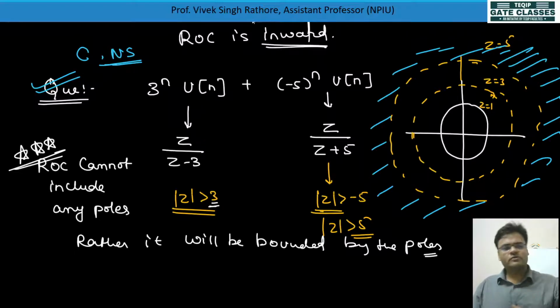Okay, so now you understood how the ROC forms for a right-sided signal when two or more poles are there and all are right-sided. The final ROC will be outward, after the greatest pole, which is z = 5. So whenever we make the ROC outward, all are right-sided only.